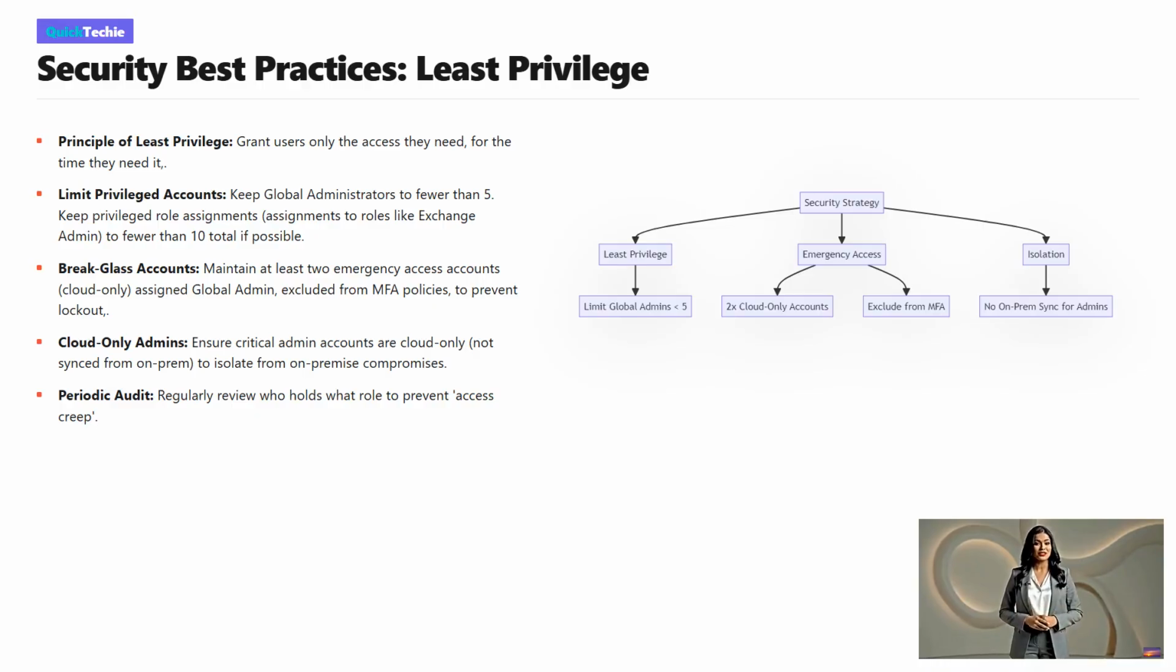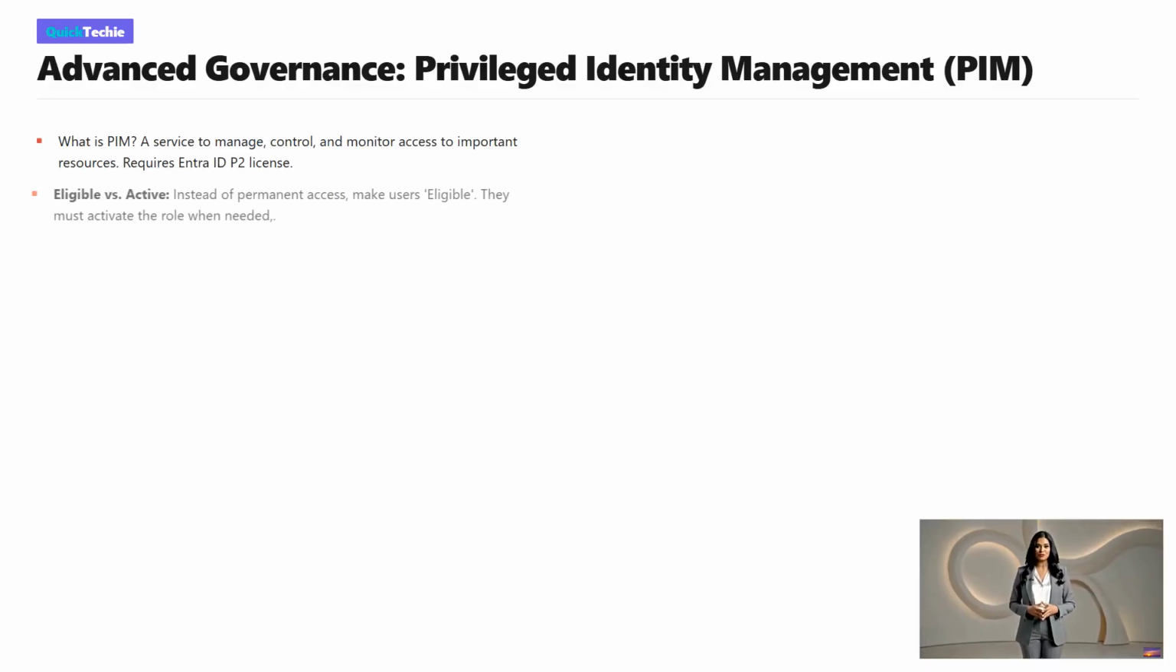This mind map outlines the core security strategy. Under least privilege, we target keeping global admins under 5. Under emergency access, we establish 2 cloud-only accounts explicitly excluded from MFA to bypass outages. Under isolation, we ensure admin accounts are not synced from on-premises Active Directory, preventing a local breach from compromising your cloud tenant.